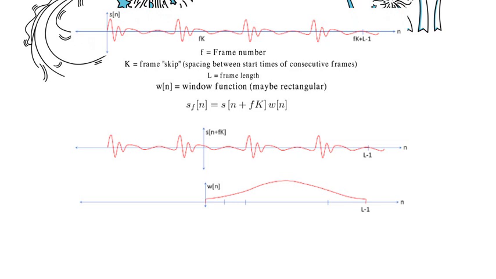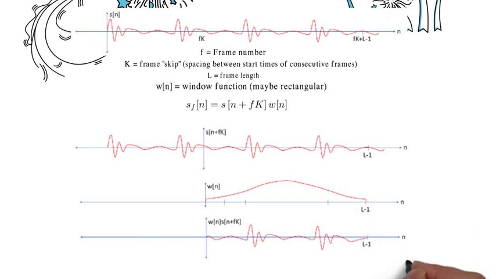In the frequency domain, what that means is that there's less blurring of features in the frequency domain. So each individual harmonic is blurred over a slightly wider range, but then each individual harmonic has less impact on other parts of the spectrum that are far away in frequency. All right, and when we multiply w of n times s of n plus fK, we get the speech frame, s sub f of n, which is s of n plus fK times w of n.